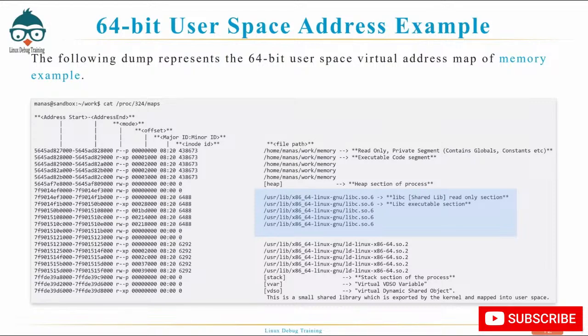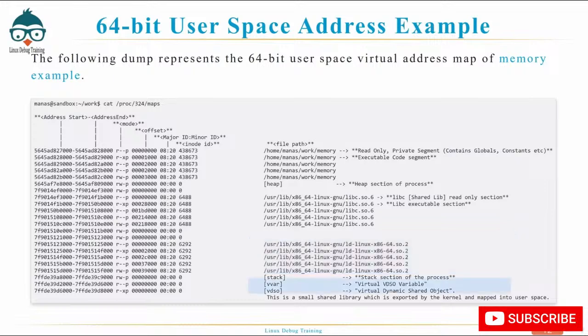In this instance, we see a mapping to the C library, which is an essential system library that provides fundamental functions and services to user-level programs. We also see a mapping to the linker loader for 64-bit executables, and it's responsible for loading shared libraries and resolving symbols at runtime for dynamically linked programs on a 64-bit Linux system.